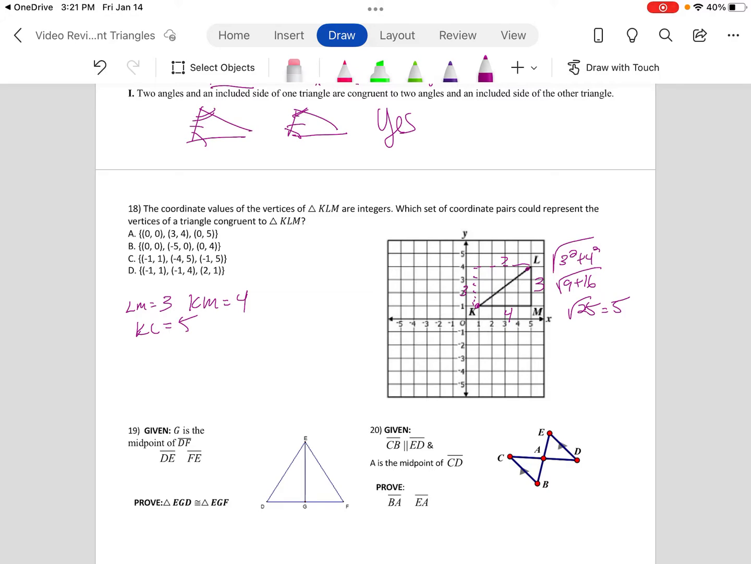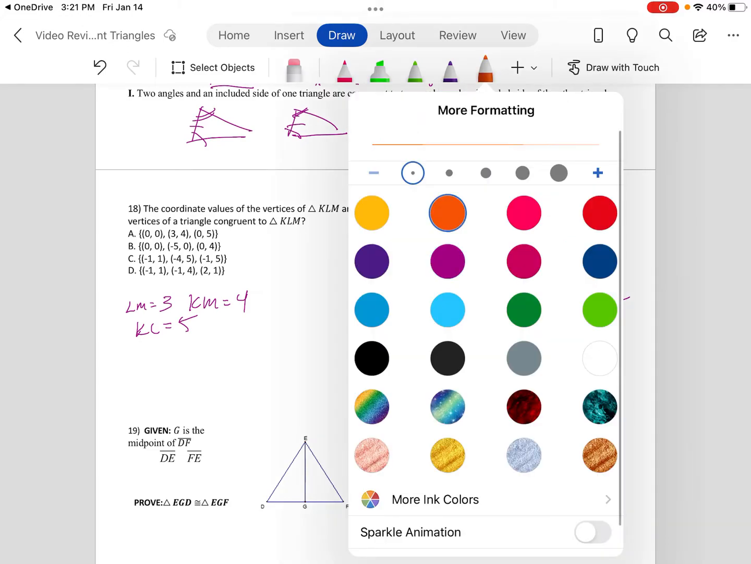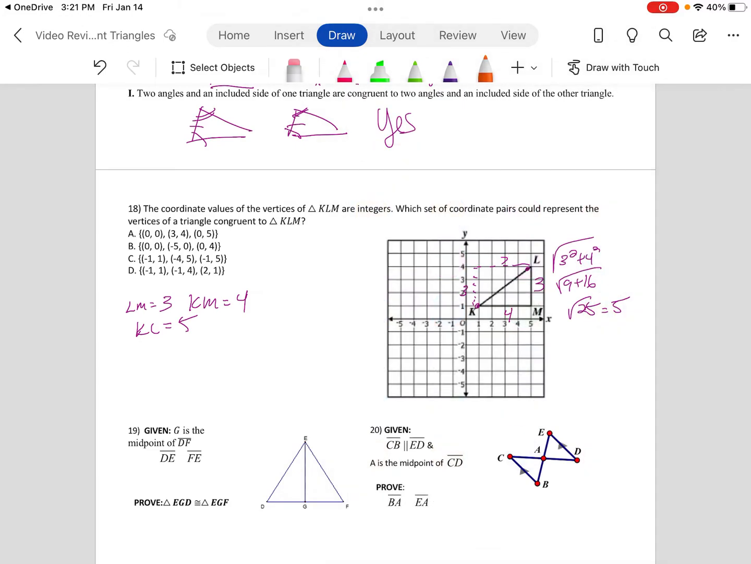So that's what I'm looking for. I'm looking for a triangle that has those distances. And you can use either the graph or distance formula. So the first one is 0, 0, 3, 4, and 0, 5. First thing I look at is one of the distances. This is 1, 2, 3, 4, 5. So one side is 5. This side right here would be the square root of 1 squared plus 3 squared, which is equal to the square root of 10. That's going to be a no.